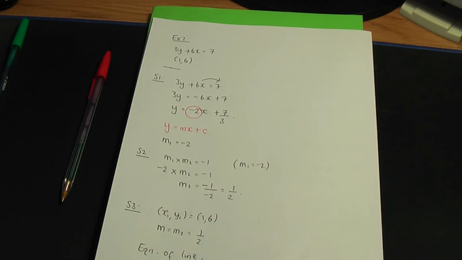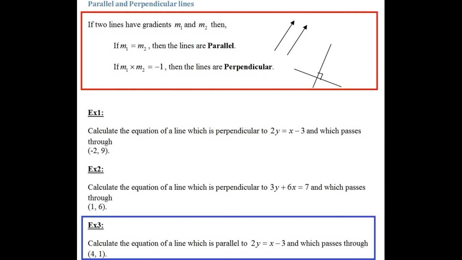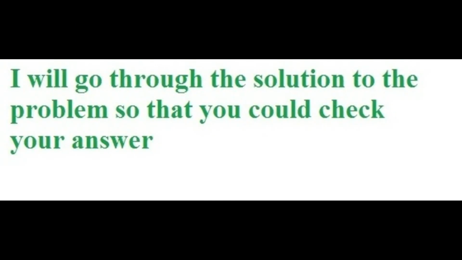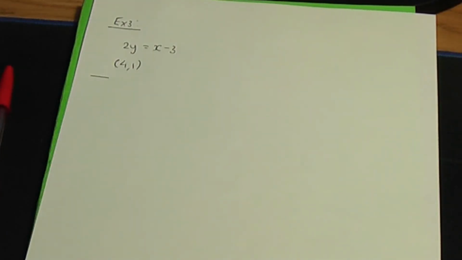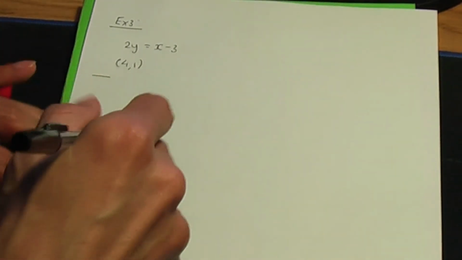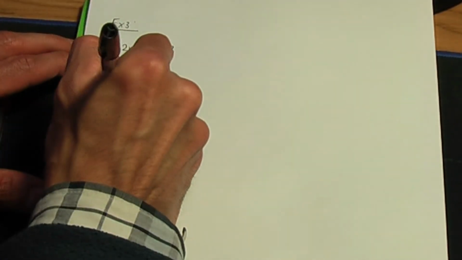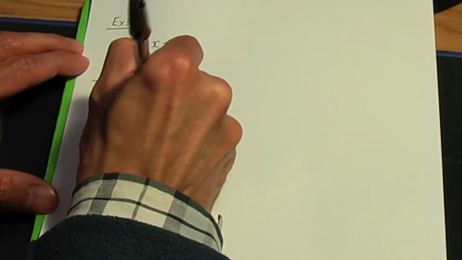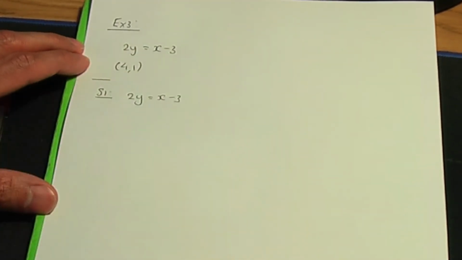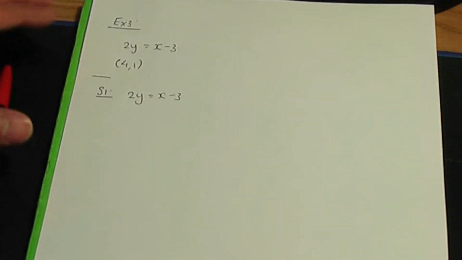So we have one more example, so back to the screenshot. So example number 3, we need to calculate the equation of the line which is parallel to the line 2y equals x minus 3, and it passes through the point 4, 1. So our line is parallel to this line. So let's work out the gradient of the line given. So in step number 1, we have the line 2y equals x minus 3. So let's rearrange this in standard form.